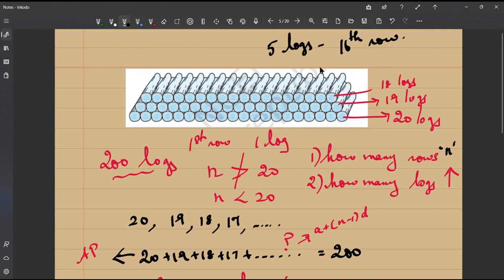So this is our answer to the puzzle. I hope you enjoyed working out this problem.